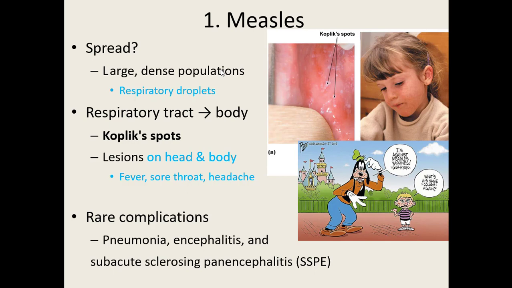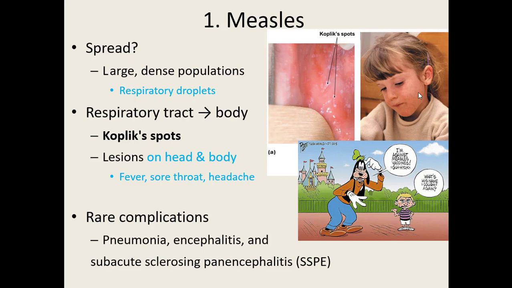There are these white spots that always happen in the mouth, and they usually have kind of a little red inflamed halo around it. Now, other than having the Koplik spots in the mouth, you usually end up having almost a rash or lesions on the head that goes throughout your entire body, as well as fever, sore throat, headache, might develop pink eye or coughing, and that usually all happens in about 7 to 14 days after infection.